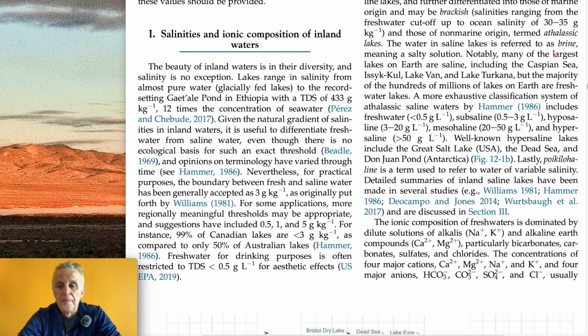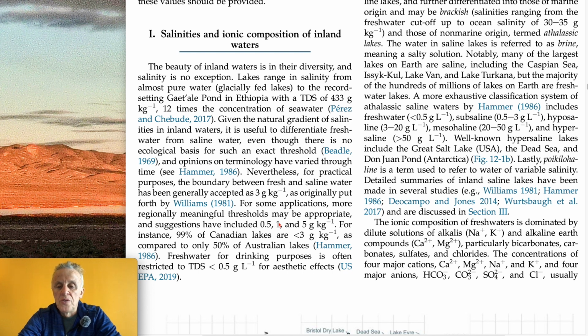The water in saline lakes is referred to as brine, meaning a salty solution. Notably, many of the largest lakes on Earth are saline, including the Caspian Sea, Issyk-Kul Lake, Lake Van, and Lake Turkana.